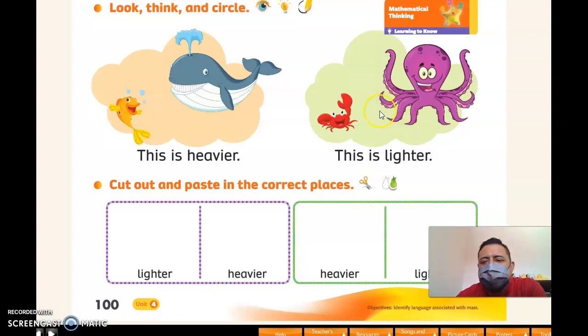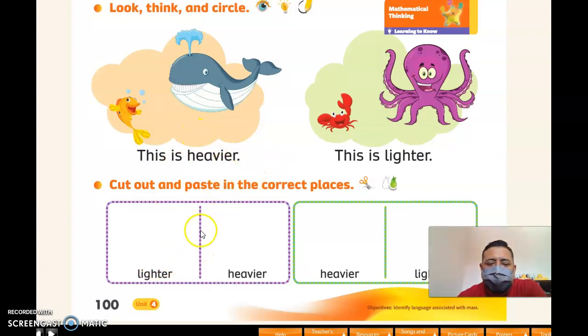And the second picture, we have a crab and an octopus. Which one is lighter? ¿Cuál de estos es más ligero? This is lighter, I think. Okay. Eso en esta primera parte.